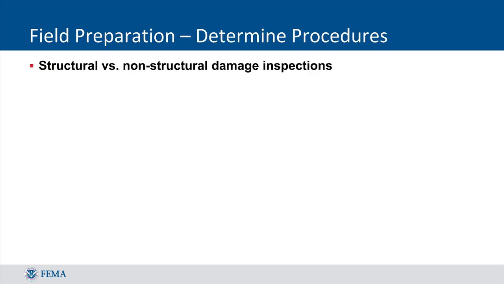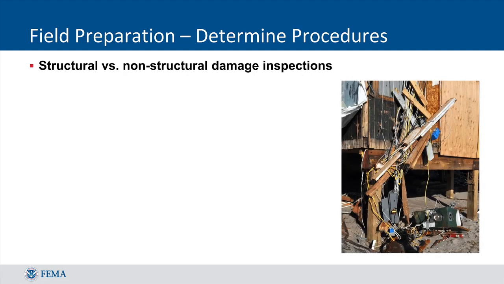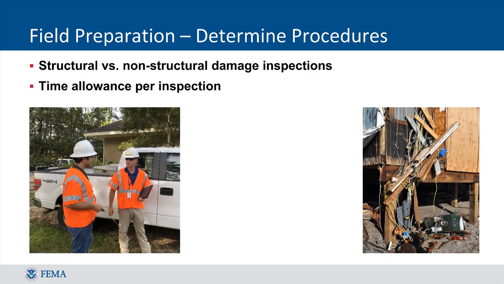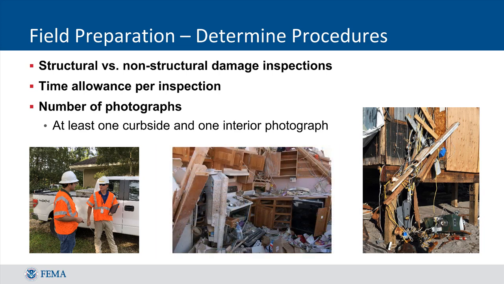A few final things to think about before starting fieldwork. Procedures for inspecting structural and non-structural damages should be reviewed. There should be an anticipated inspection time per structure. This will help ensure that inspections are completed in a timely manner. A minimum number of exterior and interior photographs should be set. The inspector should get at least one curbside view of the structure for the inspection file to verify the structure inspected in case a posted address is missing or incorrect. Inspectors should also get at least one interior picture if possible.